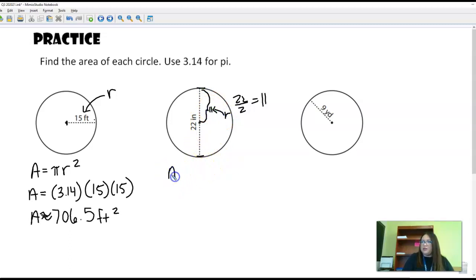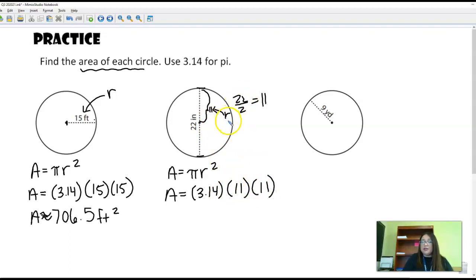Okay? So when I set up my formula, I am going to say pi r squared when I'm finding the area of a circle. So I'm going to go area is equal to 3.14. Now the radius is 11. Don't use the 22. Okay? So I had to chop it in half and find the radius. The radius is 11. El radio es 11. So tengo que poner radio por radio. Tengo que usar el 11, no el 22.